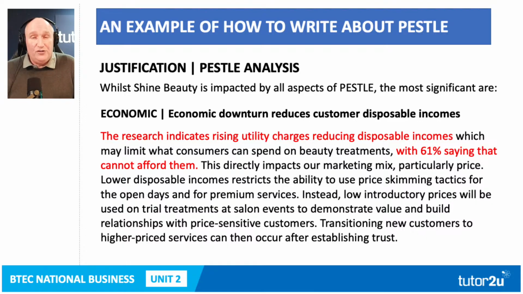Okay. We've identified a factor, economic. We've used the research. So what? Well, it says this directly affects our marketing mix, particularly price. If disposable incomes are lower, that may mean we're not able to use price skimming tactics. Price skimming, a strategy for creaming off the customers prepared to pay high prices for new products.